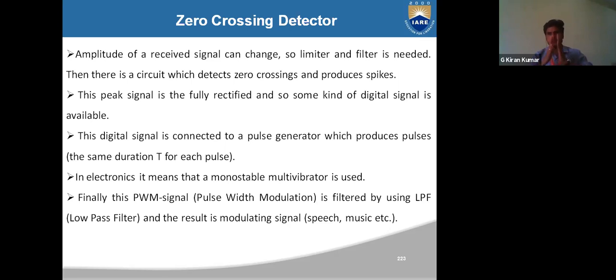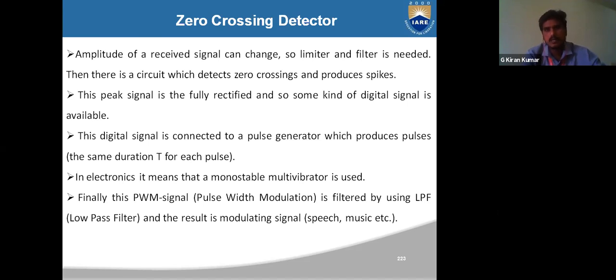The spikes are based upon the time slots, upon the frequency slot, and we will get different types of spikes. Based upon the different types of spikes, we can get the fully rectified signal, and that can be given to the pulse width demodulator, or to the detector. We will get the pulse signal, and then finally that signal can be given to the low pass filter. After that, we can give that signal to the amplifier, and then we will get the resultant modulating signal. So this is about the zero crossing detector.